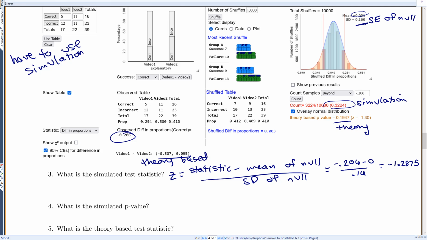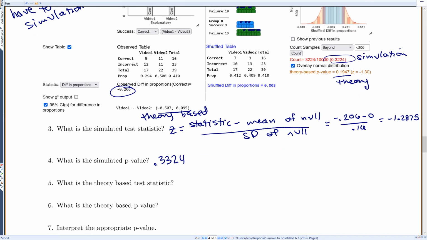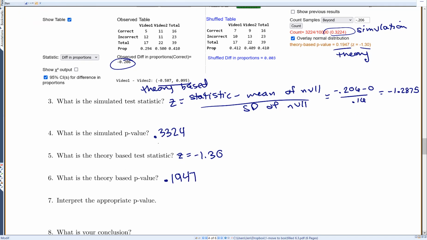Okay. What is the simulated p-value? It is 0.3324. Let's see, what is the theory-based test statistic? You just read it off here. It's just Z equals negative 1.30. And the theory-based p-value is 0.1947. Notice, these are very different.